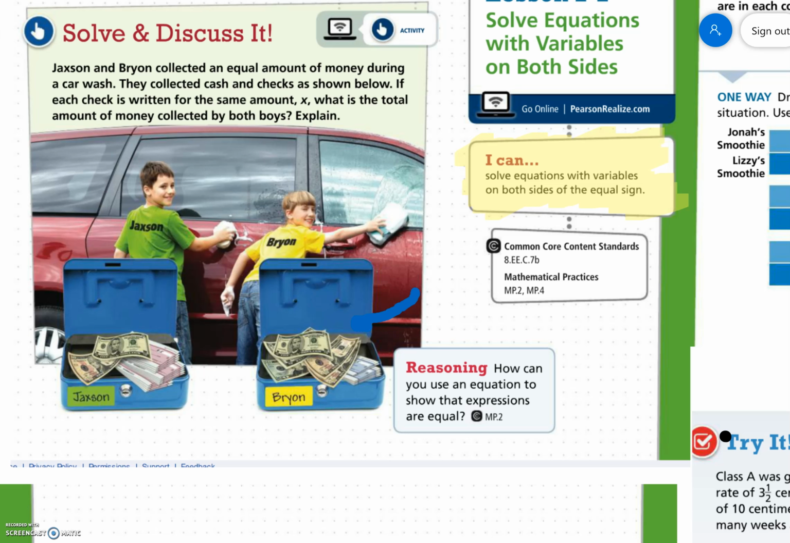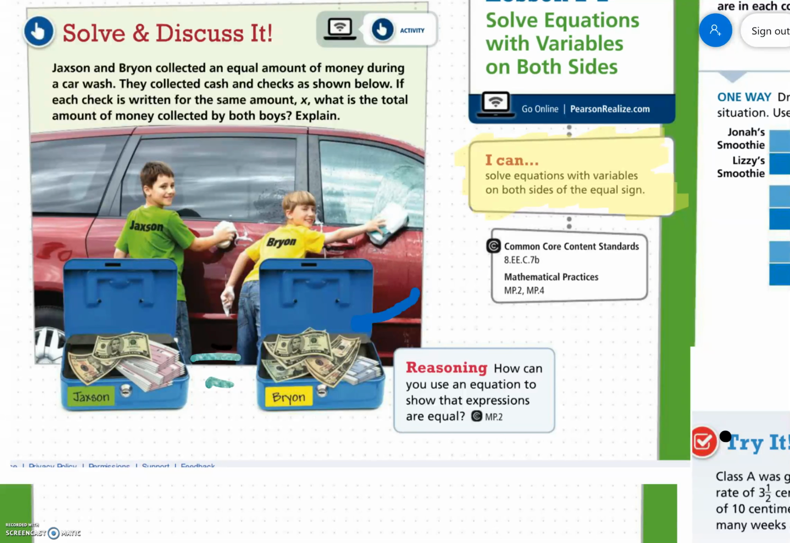Jackson and Brian collected an equal amount of money during the car wash, so the amount of money they collected was equal to each other. They collected cash and checks as shown below. If each check is written for the same amount, X, what is the total amount of money collected by both boys? Explain. So we see Jackson has $15.